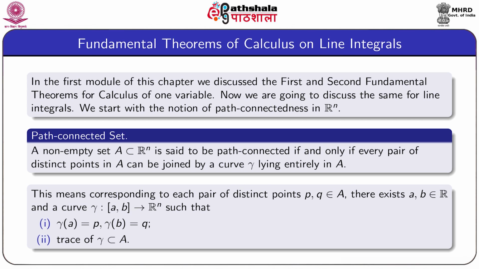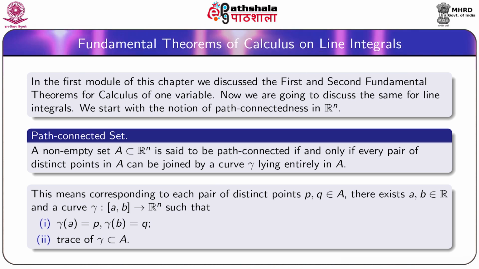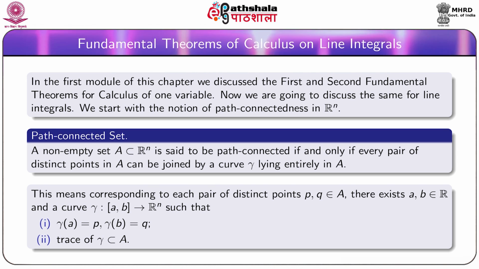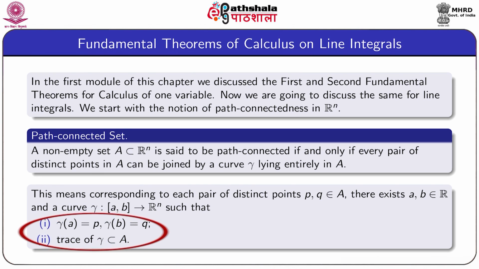We start with the notion of path connectedness in R^n. Definition of a path connected set. A non-empty set A, a subset of R^n, is said to be path connected if and only if every pair of distinct points in A can be joined by a curve gamma lying entirely in the set A. This means corresponding to each pair of distinct points P, Q in A, there exist real numbers a, b and a curve gamma from [a, b] to R^n such that gamma(a) is P and gamma(b) is Q and the trace of gamma is a subset of A.